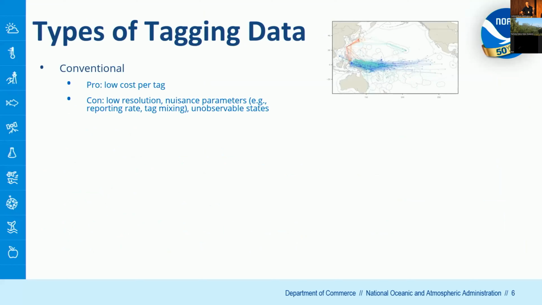For conventional tagging, it's generally relatively low cost. You can put a lot of tags out for a lot less cost compared to electronic tags. But you're left with a lot of low resolution data. Everything's pretty much unobservable states except for the release and recapture locations. And then you have all of the nuisance parameters, which is basically what the title of the talk is about.